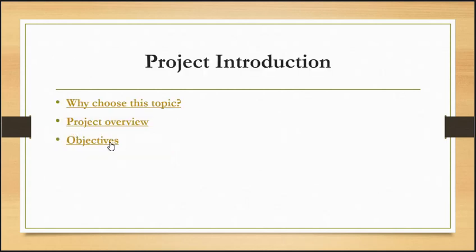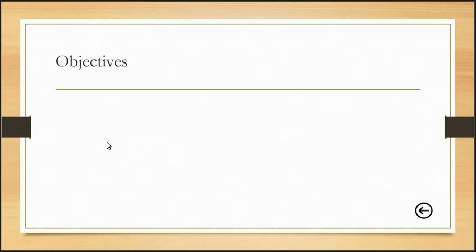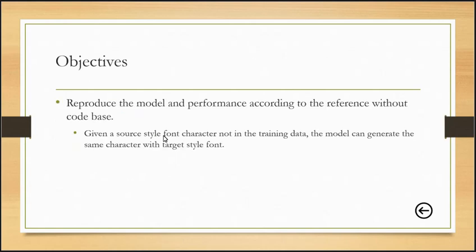So, what are our project objectives? There are two main points. The first one is we try to reproduce the model and performance according to a reference, which is that given a source style font character not in the training data, the model can generate the same character with target style font. Secondly, we try to improve the performance by adjusting the dataset and model.